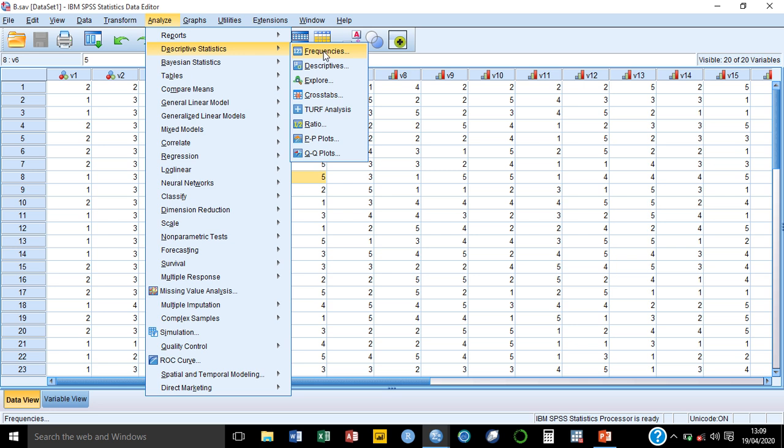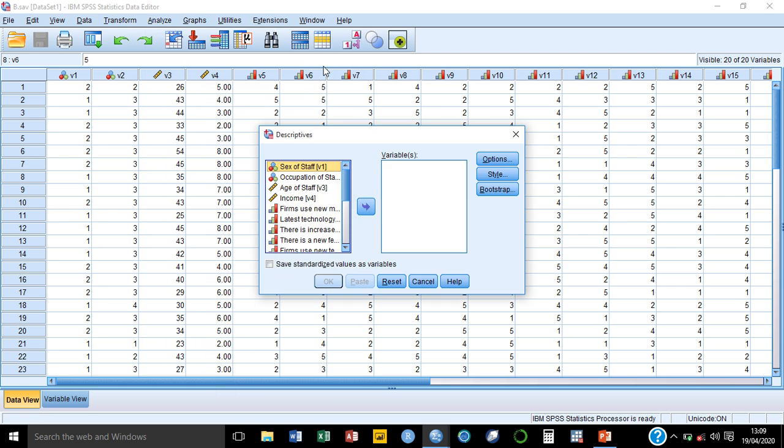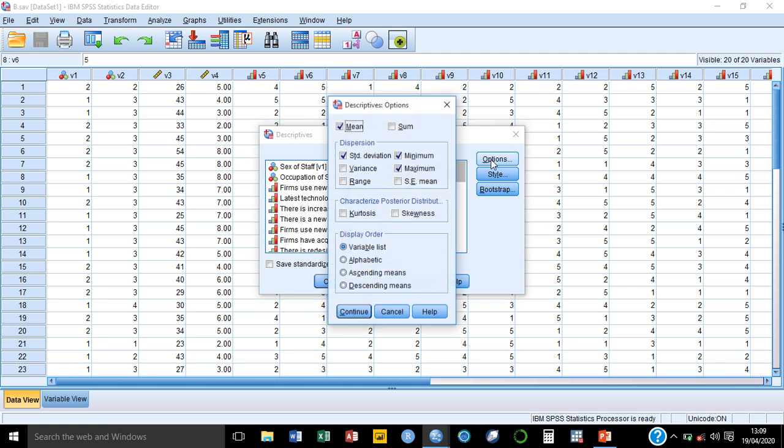You can perform it from here, and you can also have it from here. So let me do it from descriptives first. Basically, you can treat your continuous variables from descriptives, and that's what I do most times. I just say okay because the options have already been ticked.